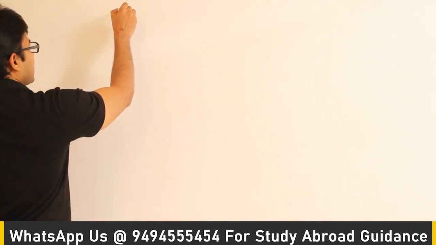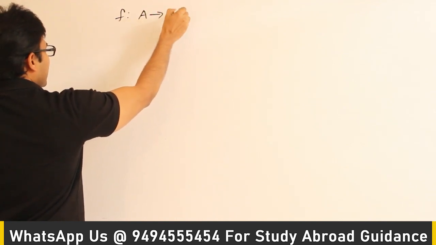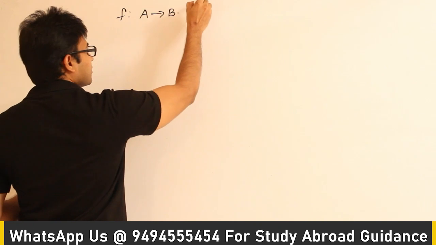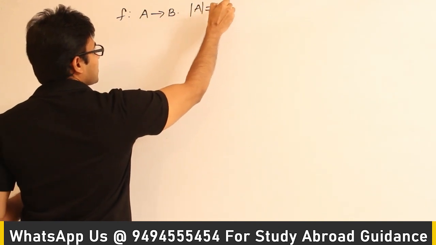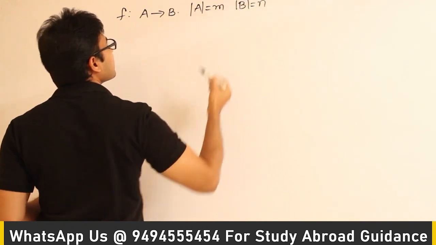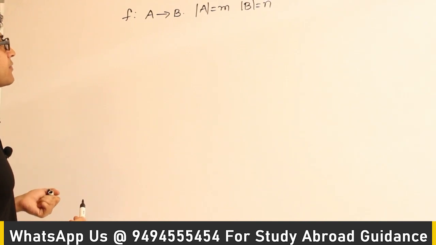Now let's try to count the number of functions possible from a set A to set B. How many functions can be possible from a set A to a set B? If you have to answer this question, you should first know how many elements are there in set A and how many elements are there in set B. Assume that the number of elements present in set A is m and the number of elements present in set B is n.